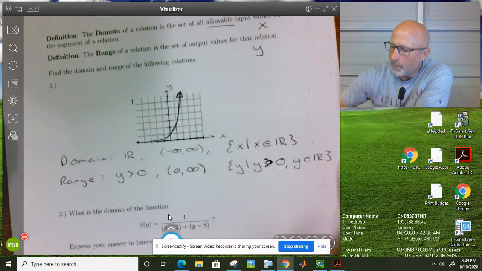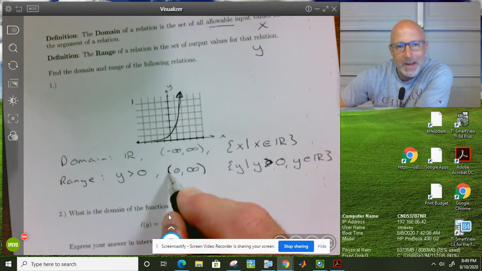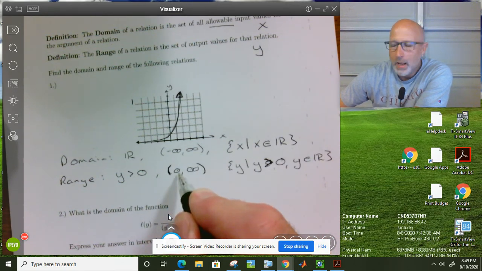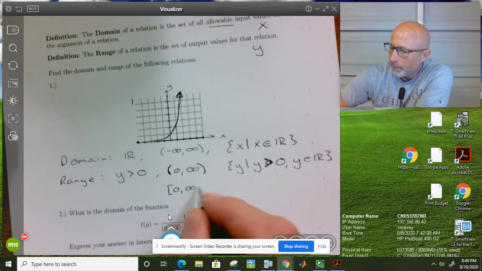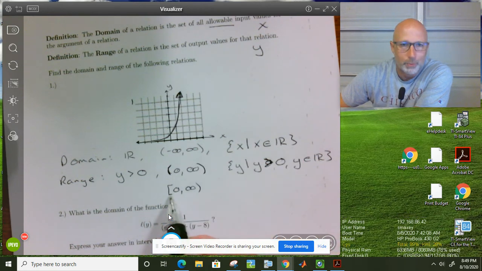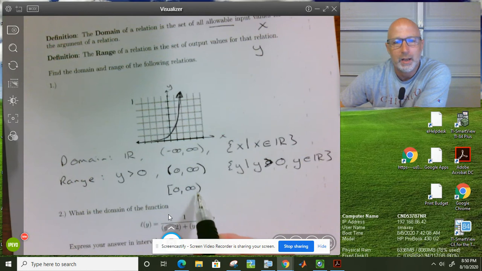I also want to talk about this notation right here. Remember, if it's a parenthesis, it means it can't actually be equal to 0. If you wrote it as a bracket, it means it can be equal to 0. Now notice you will never write a bracket for infinity, because you can never be equal to infinity. You can only go to infinity, okay?